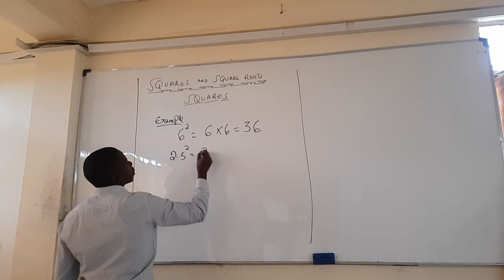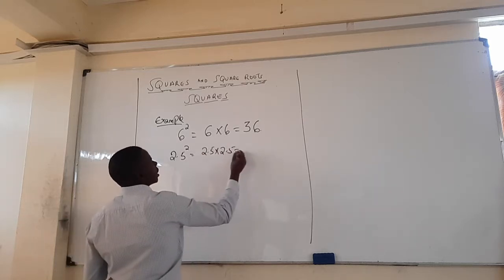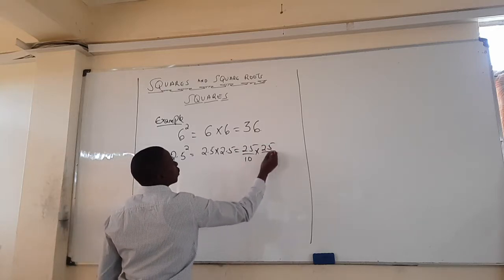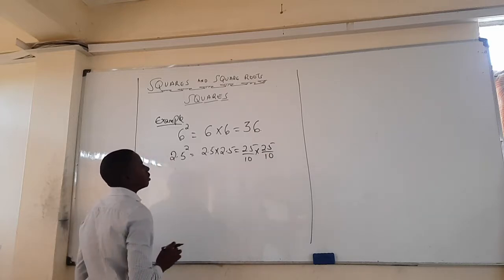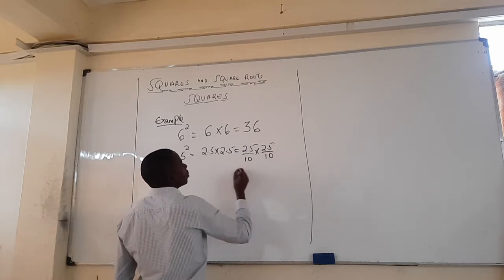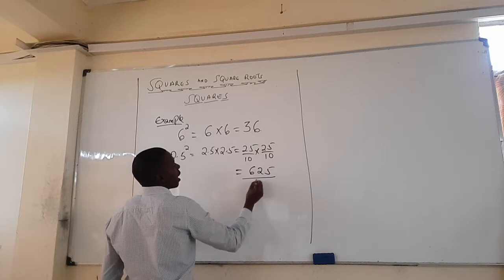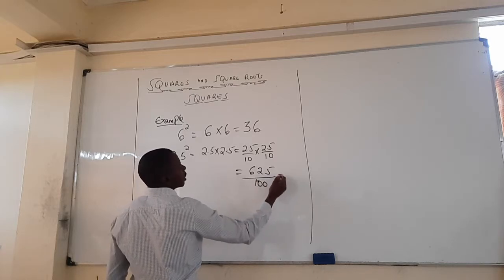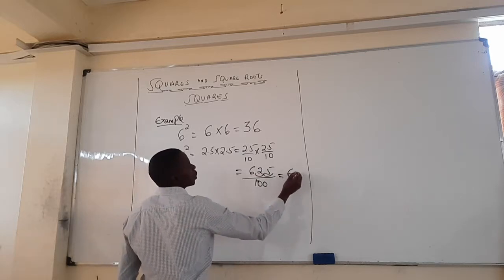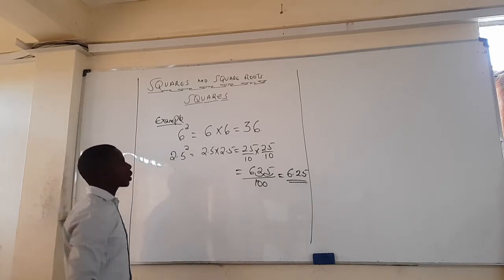So this is 2.5 times 2.5, and of course you can write it as 25 over 10 times 25 over 10 to work it out like that. This is going to be 25 times 25, that is 625, all over 100, and of course this is going to be divided by 100. You go 2 steps backward, so 6.25. That is the square of 2.5 squared.